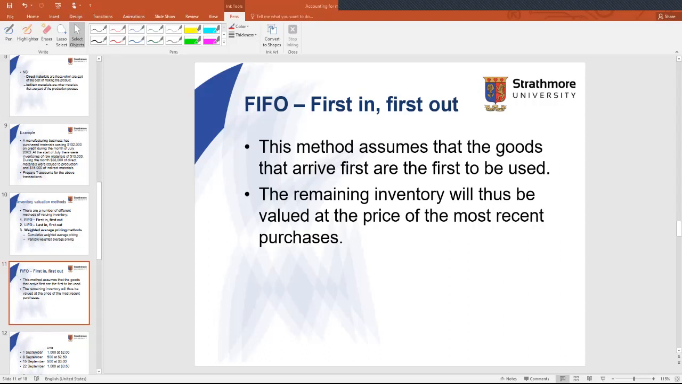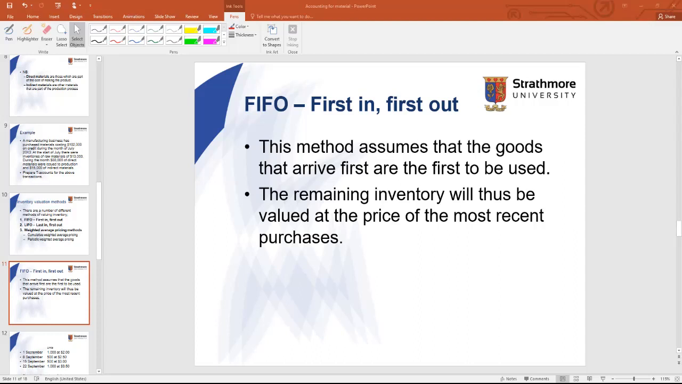Now, what that means is that if we have a case where the price of commodities is increasing, then more of the closing inventory will have a higher value than the items that have been sold.